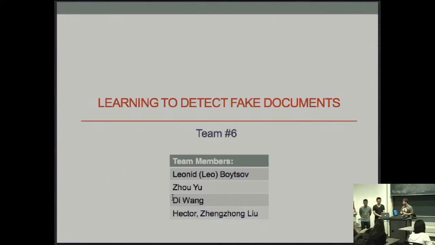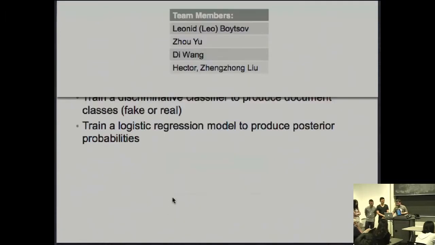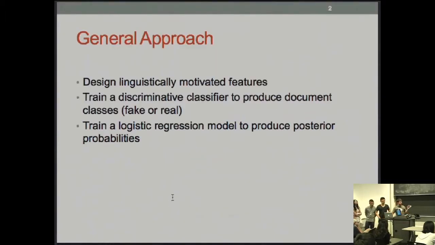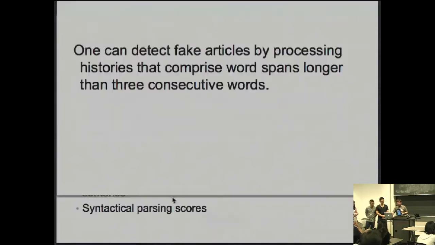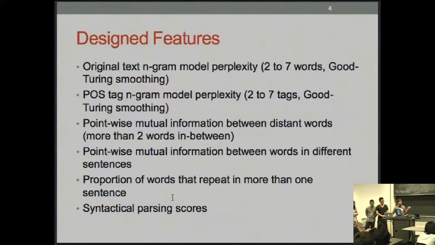Here is our team: Leo, Dee, Hector, and Joe. Since most of their approaches and methods were already presented, we'll try to keep it really short and focus only on things that are different from previous teams. We actually have the same approach as many other teams. We train discriminative classifiers, separate classifiers for each class, and logistic regression to produce the posterior. We have the same main hypothesis, and very similar features.